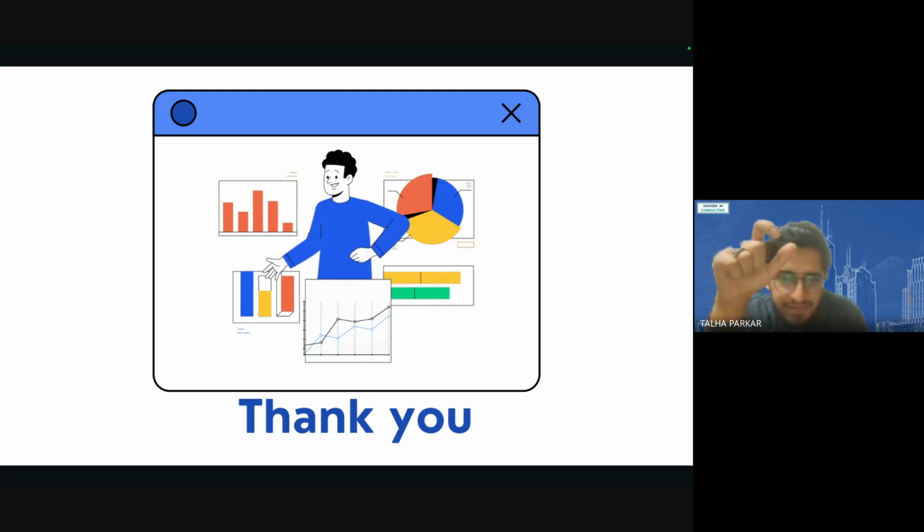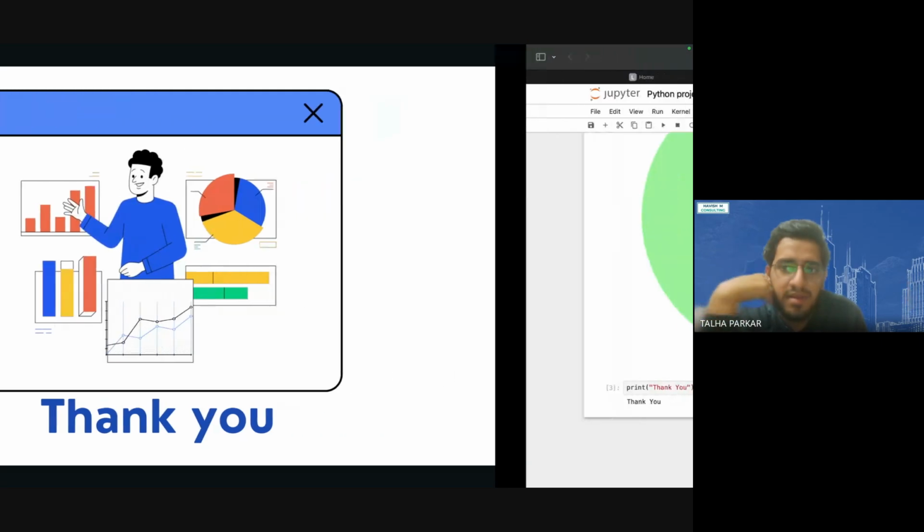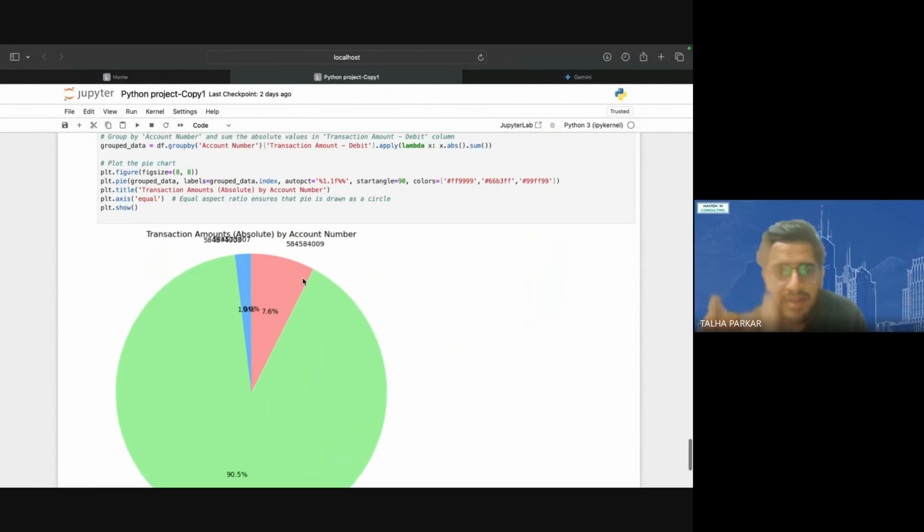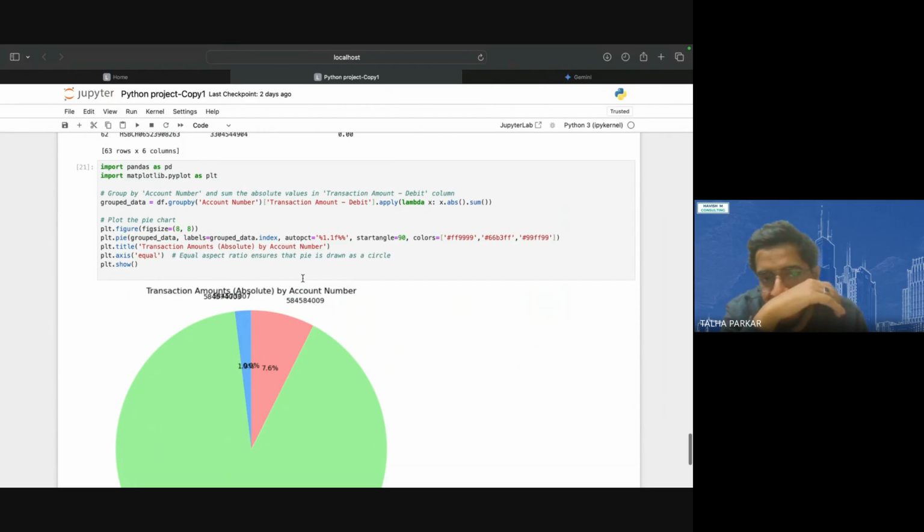Aman, once you go to Google Colab. Yeah, Anaconda, what we're using, Jupyter Notebook. Okay, yes, so just go to the top.